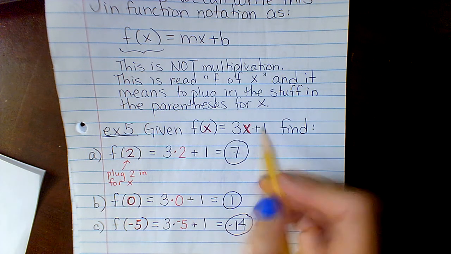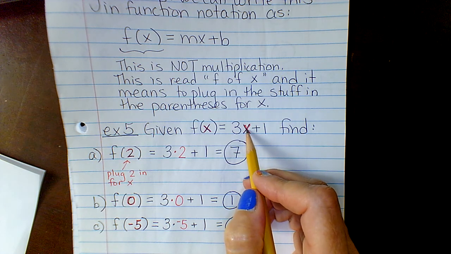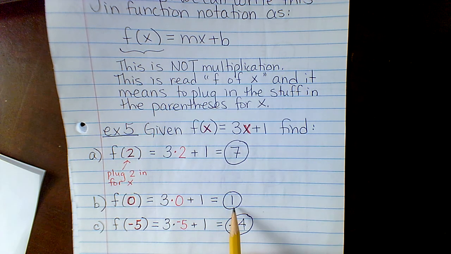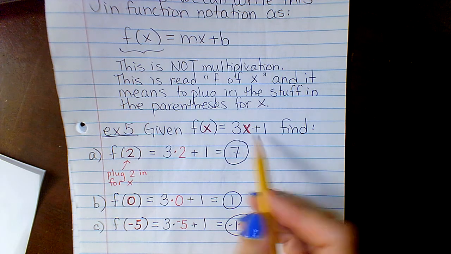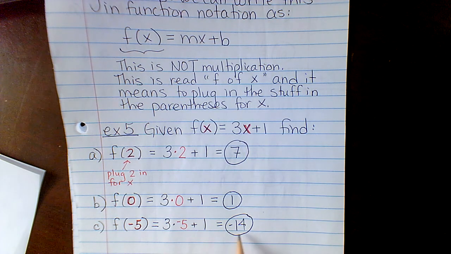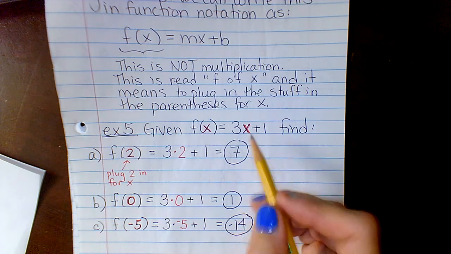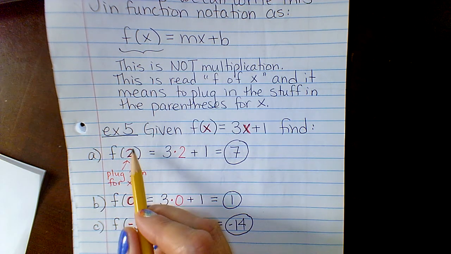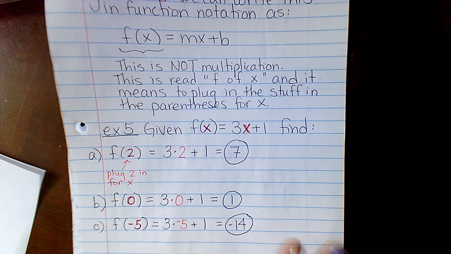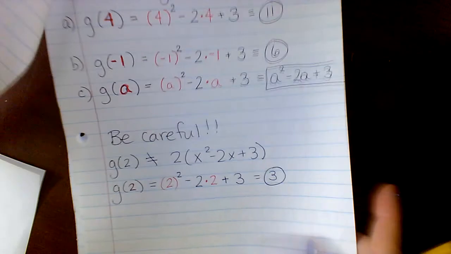So f of 0, okay, put a 0 right here. 3 times 0 plus 1, 1. f of -5, all right, let's put a -5 in there. So 3 times -5 plus 1, -14. That's all this is saying to do. So it's not saying to multiply this by 2. It's saying to plug that in to the function for x.